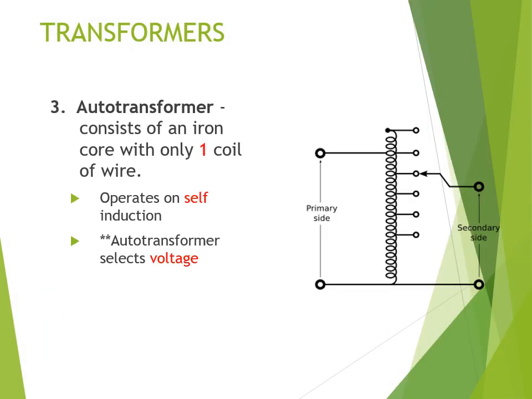In the auto transformer, it only has one coil of wire. It operates on self-induction, and the auto transformer selects voltage. It's called a variable transformer, otherwise called a variac.